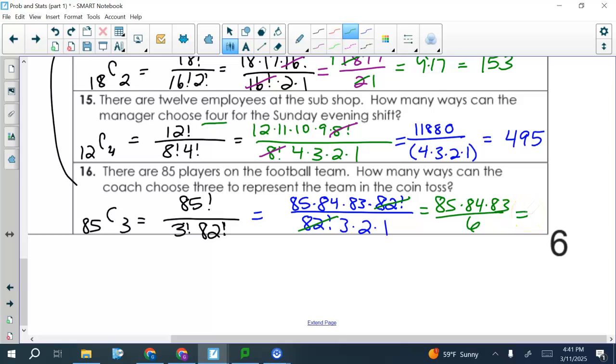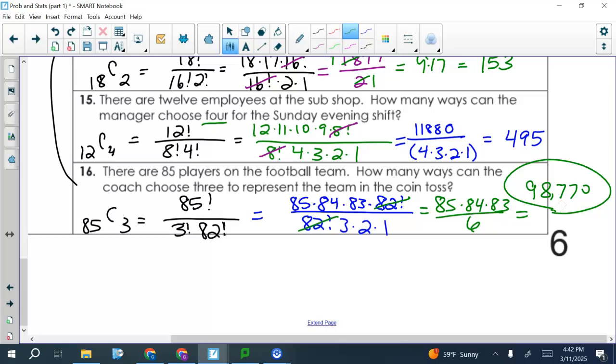Okay? And we should get 98,770 ways you could pick 3 people out of 85 people. Okay, where order doesn't matter.